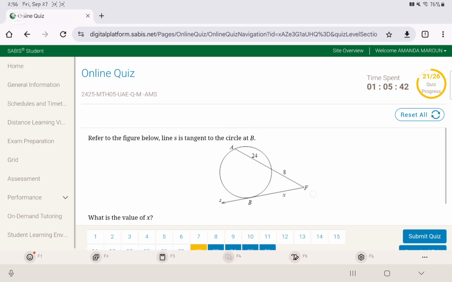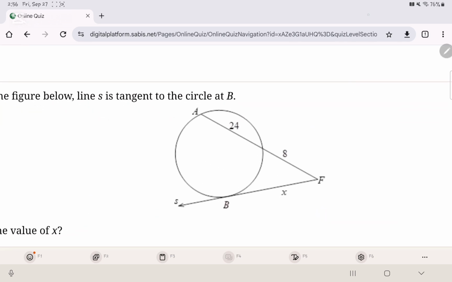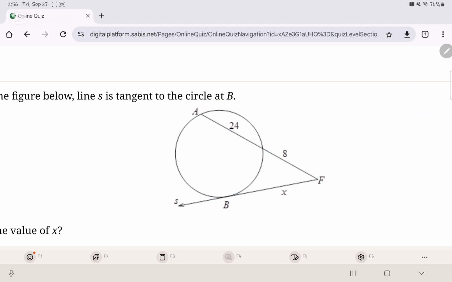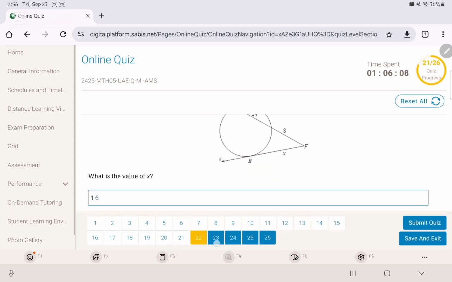Again, I repeat, whenever you have a secant and a tangent, this is the rule: the exterior multiplied by the full thing is equal to the tangent squared. So 8 times (24 plus 8) is equal to x squared. Remember, anytime you see a circle like this, this is the rule.